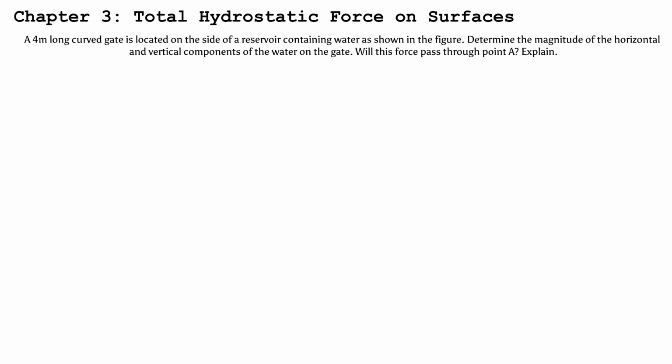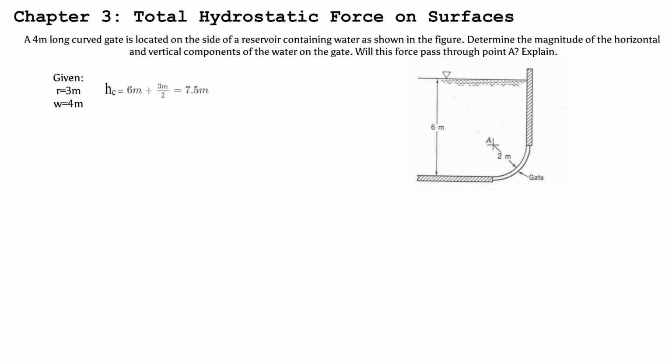Here's the problem. A 4-meter long curved gate is located in the side of a reservoir containing water as shown in the figure. Determine the magnitude of the horizontal and vertical components of the force of the water on the gate. Will this force pass through point A? Explain.